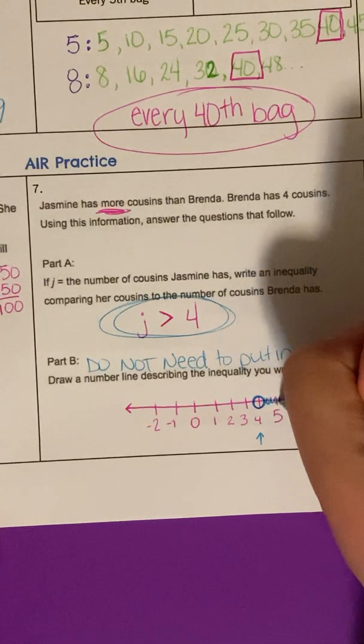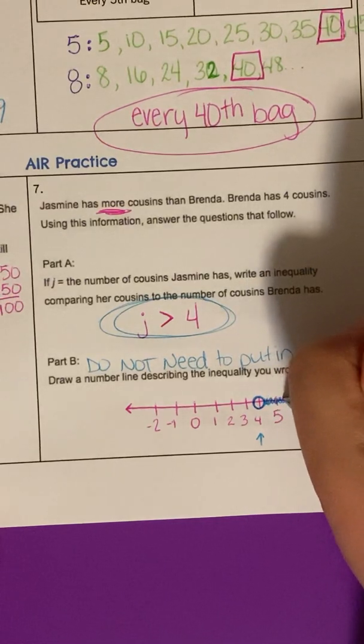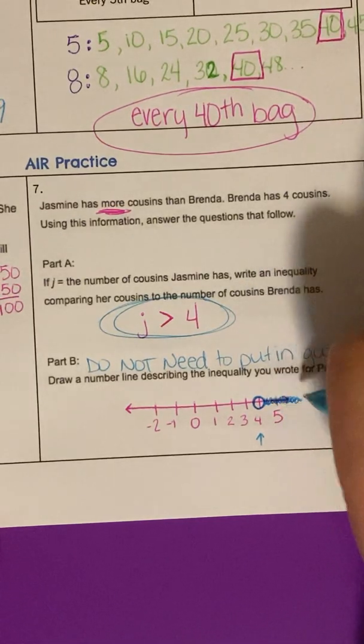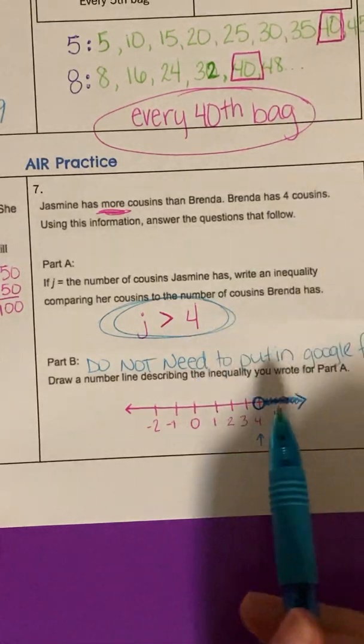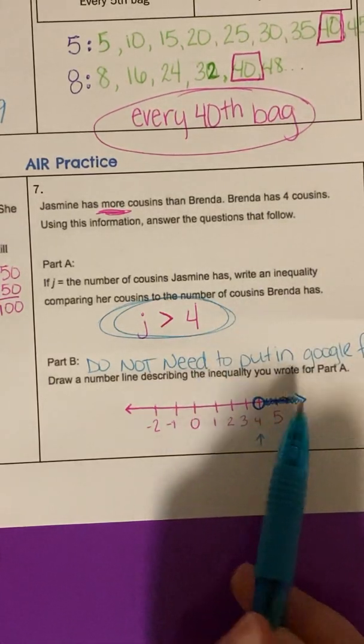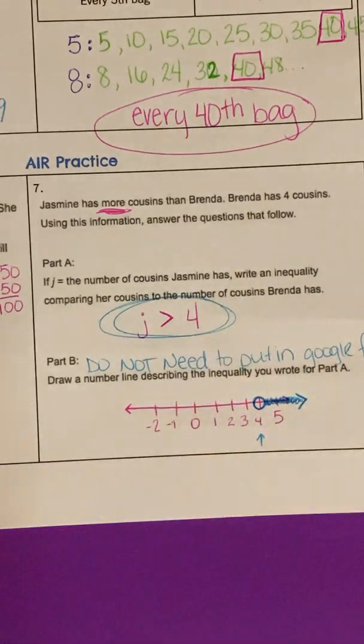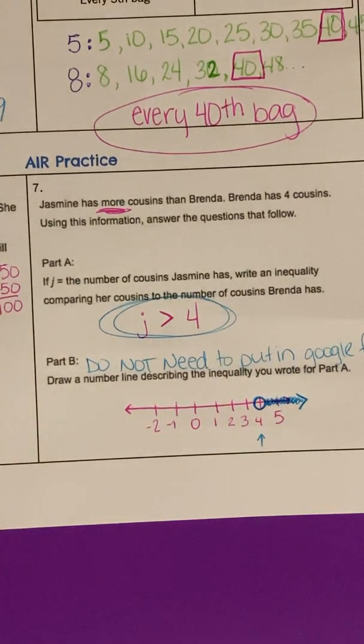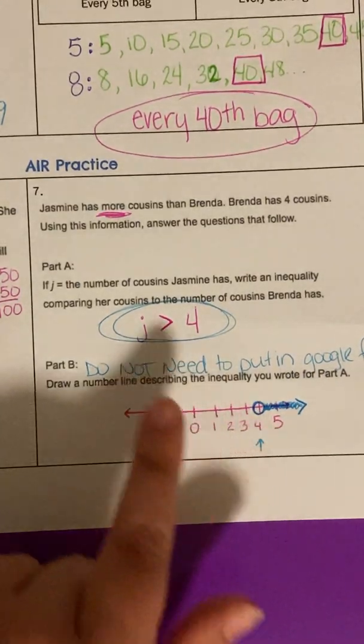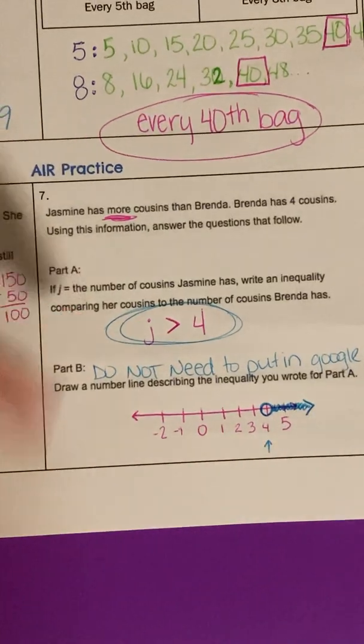So we are going to shade the side that is bigger than 4, which is everything on the right. That means she cannot have 4 cousins. She could have 5, she could have 6, she could have 10. We don't know. So that will be what your number line looks like. But you do not have to put that in the Google form, only part A. All right, pause as you need.